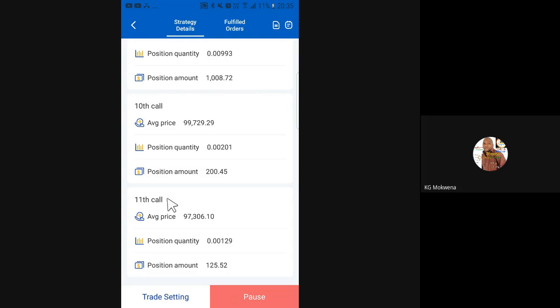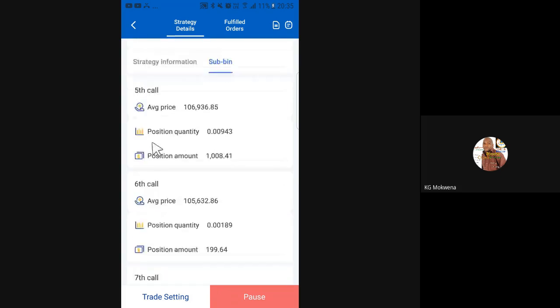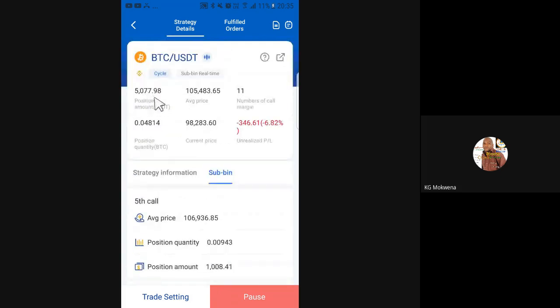So now, at the moment, let's go and check how much money we have available, apart from the one that has already been committed. Because if you were to check, this money that is here, it's money that has already been converted into buying the asset. And that is why we have the quantity there, position quantity.